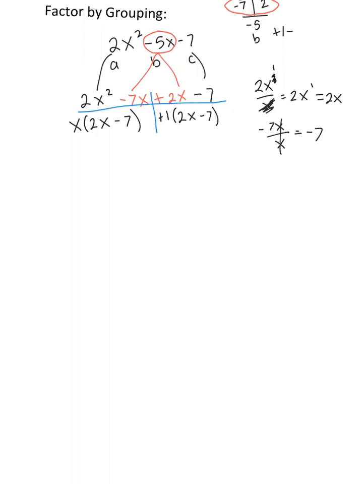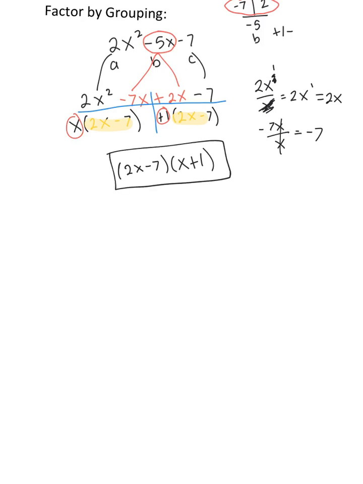I know I did it correctly because these are matching. So one of the factors is the matching term of 2x minus 7. The other one are my 2 GCFs, so we've got x plus 1, and that's my factored form.